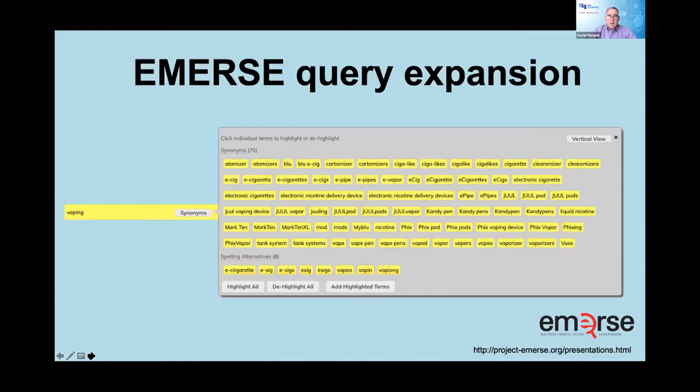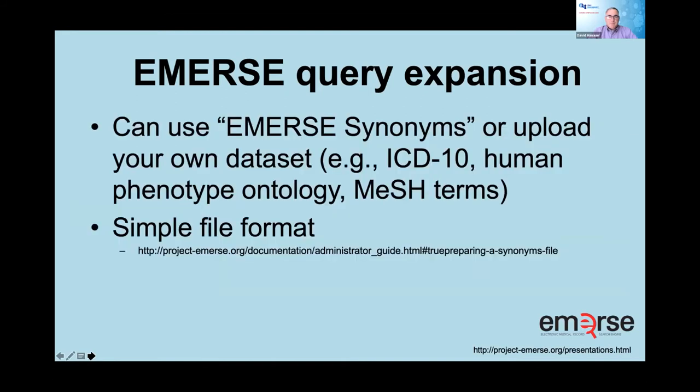EMERS does support query expansion. So this is where you might enter a term on the left like vaping, which probably would only appear in the notes, and it will be able to suggest other terms that are related to vaping, like electronic cigarettes, e-cigarettes, including lots of different brands and other things that are related to that. And that is a way that you can expand your search based on your choice of what you want to include to be as comprehensive as possible.